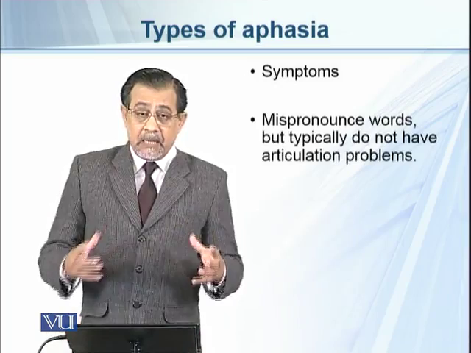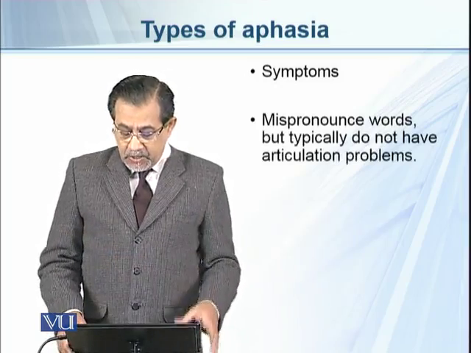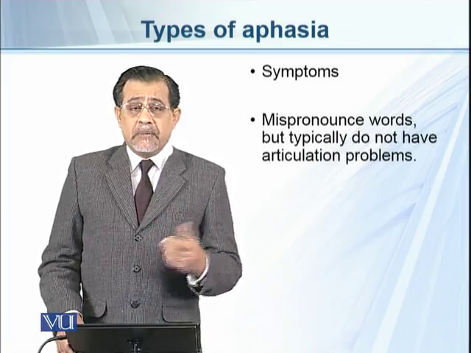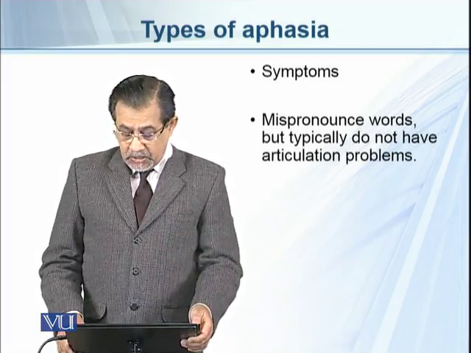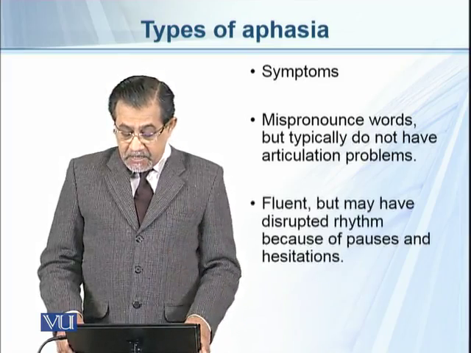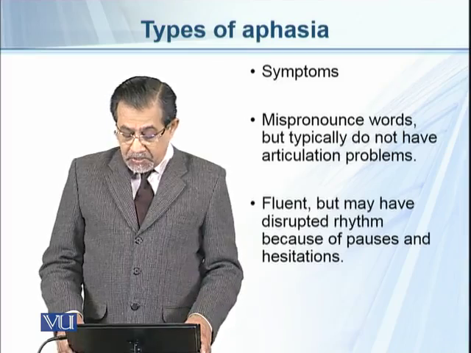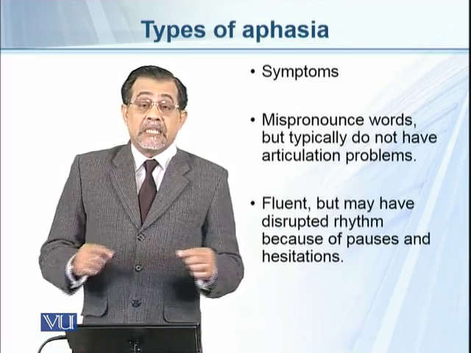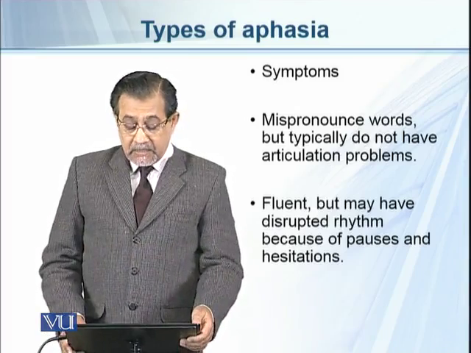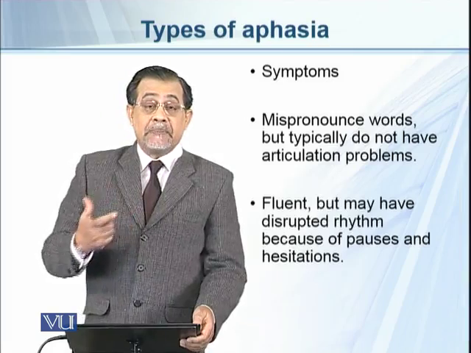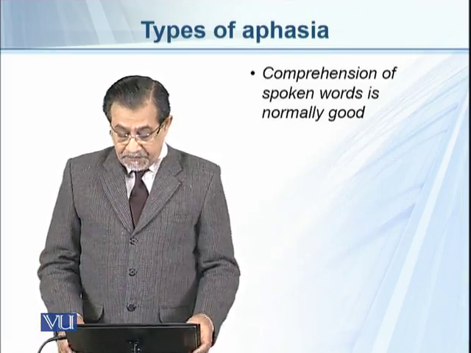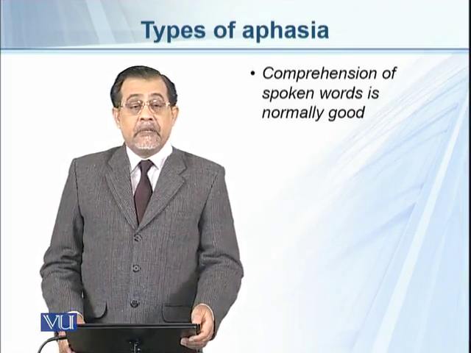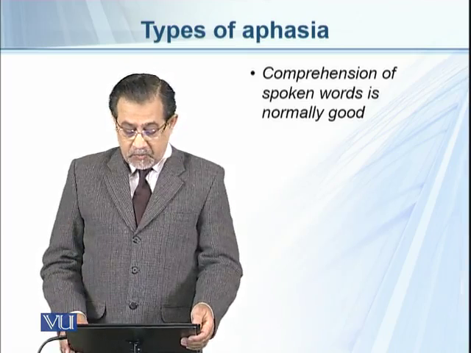The patient is unable to pronounce words correctly, but typically does not have an articulation problem. So he pronounces the words incorrectly, but has little problem with articulation. He can speak fluently, but may have disrupted rhythm because of pauses and hesitation. So his speech is fluent, but it is disrupted by hesitation because he has a problem with the pronunciation of the words. Comprehension of spoken words is normally good. So this type of patient can comprehend words very well.